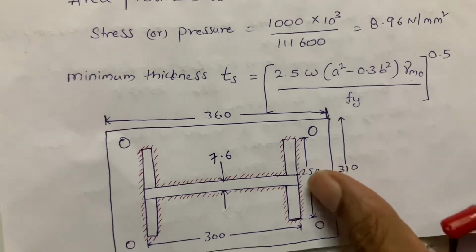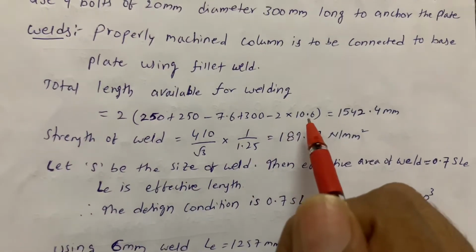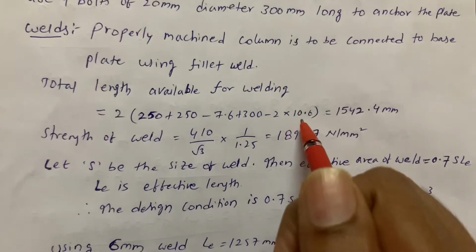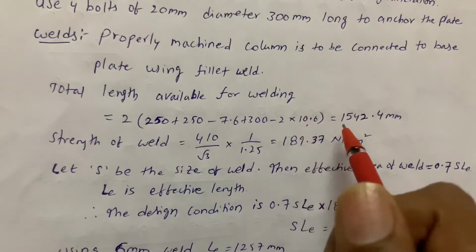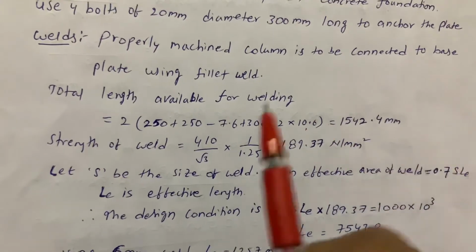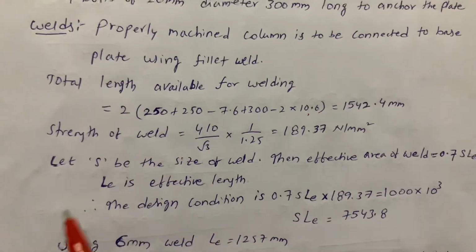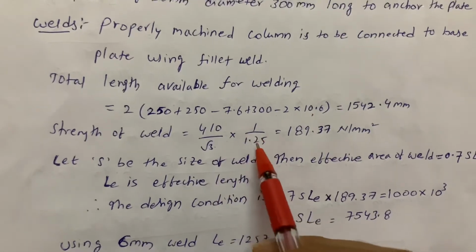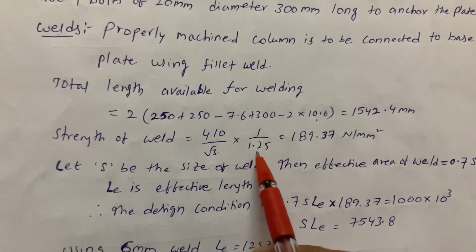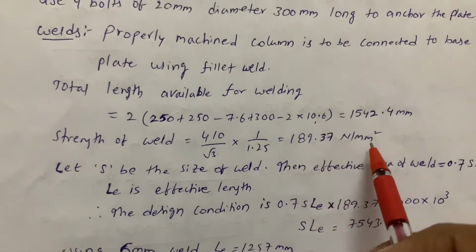So I am deducting 7.6 from this 300 plus 300, minus 2 into 10.6. So 10.6 is the thickness of the flange. That is also deducted, two sides, two flanges are there, 2 into 10.6. I got 1542.4 mm. After that, the code specifies the formula: we need to calculate the strength of the weld, that is Fu by root 3, 410 by root 3, into 1 by gamma mw, that is 1.25, which is available in table number 5. So I got 189.37 Newton per mm square.